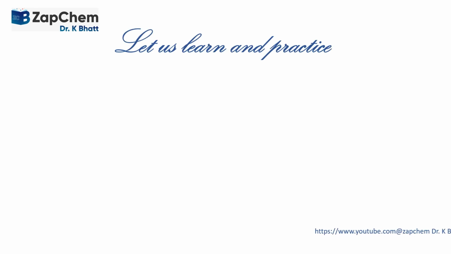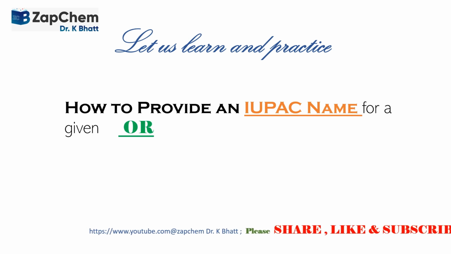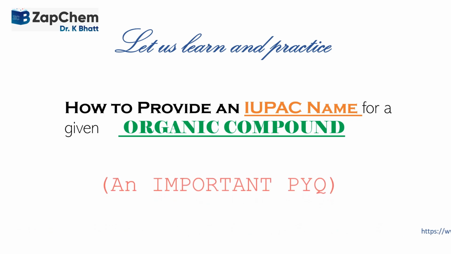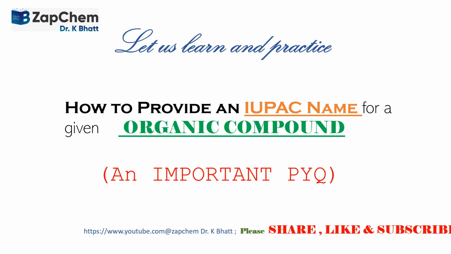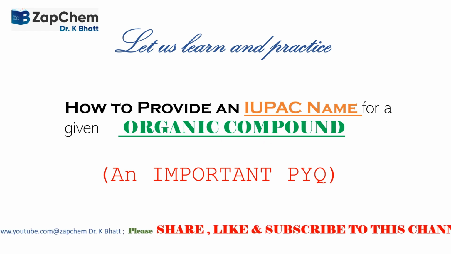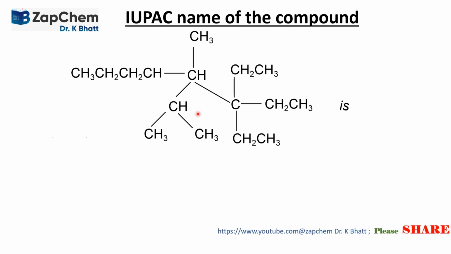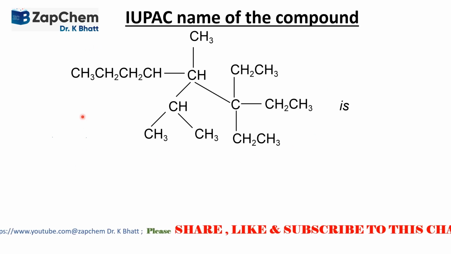Let us learn and practice how to provide an IUPAC name for a given organic compound. We shall take up an important PYQ for the practice of nomenclature of organic compounds. And the question is, a structure is given here and the IUPAC name of the compound has to be determined or found out.